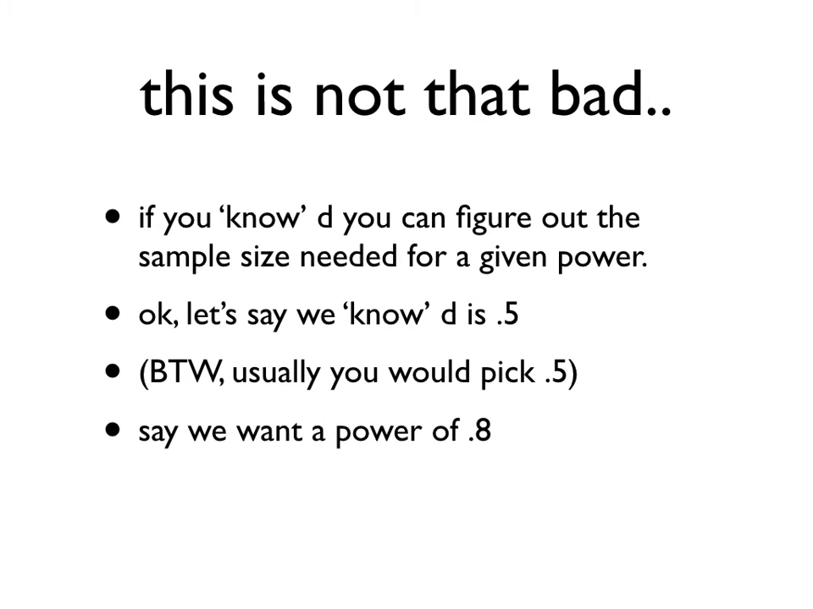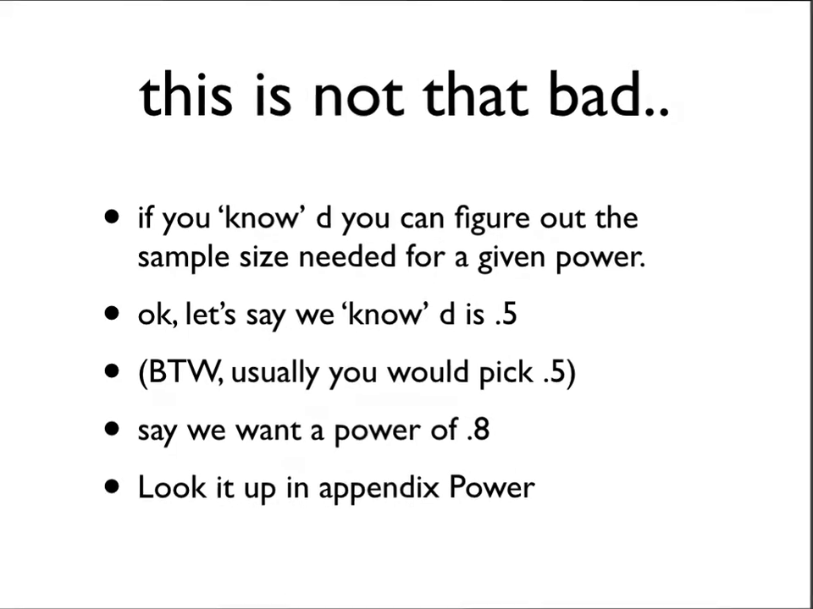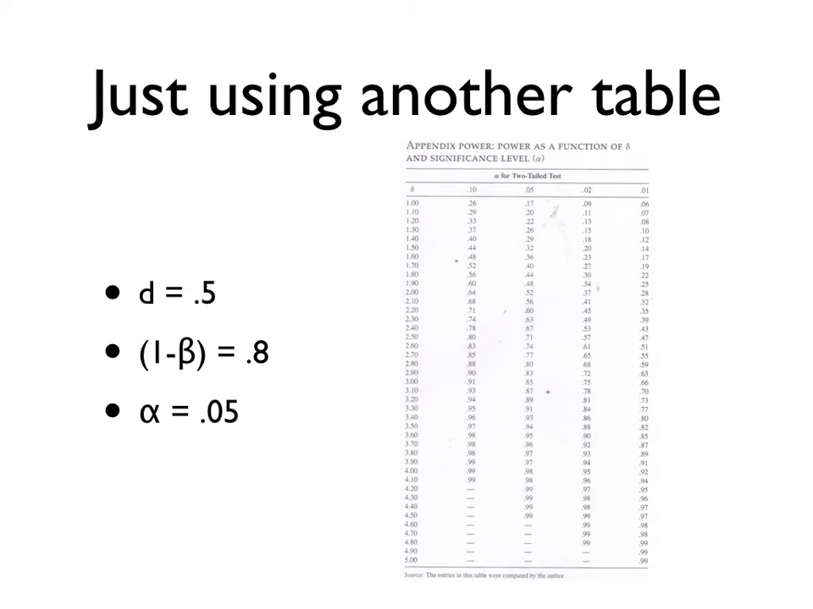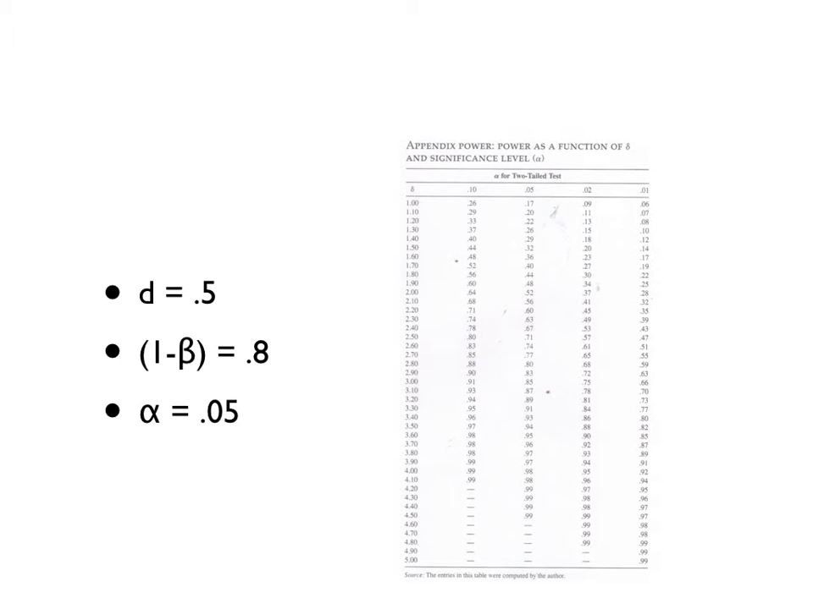So I'll go back again just to show you, just to make sure, okay? 0.5, 0.8, 0.05. Appendix power. Power is a function of delta and a significance level, alpha. 2.8, which is there. There's a power of 0.8 there. See? Power of 0.8 is there.